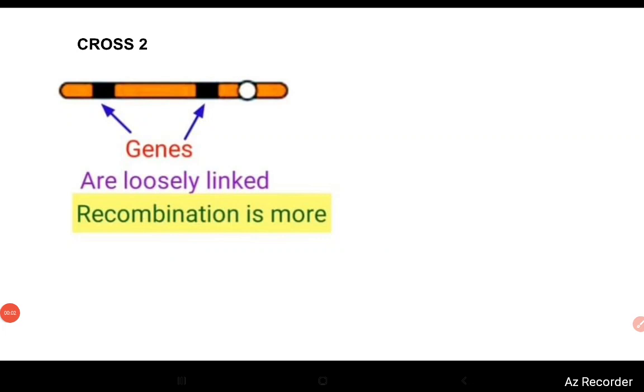So in cross 2, the genes are loosely linked, and because they are loosely linked there is more recombination. The genes assort independently, due to which recombinations are more, because the distance between the genes is more.